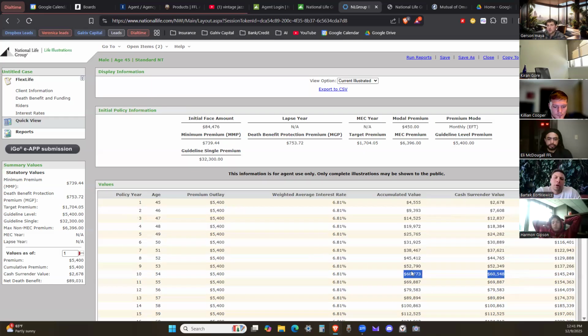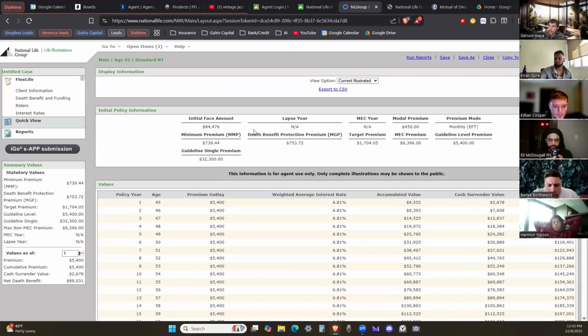That's if they wanted to cancel the policy, or if they wanted to pull just the cash they have access to. So they have access to the full surrender value. That's what their account is worth. Let's say by the end of year one, their account value is 4,555. What they'd be able to access out of that is 2,678. So we're about 50% liquid of the total that we put into it, and that's obviously taking into account the cost of insurance.